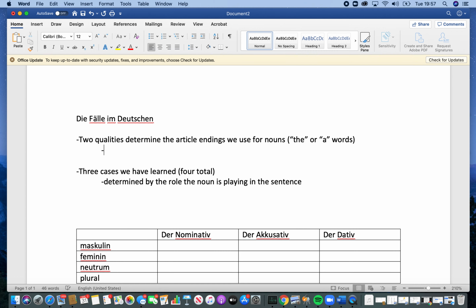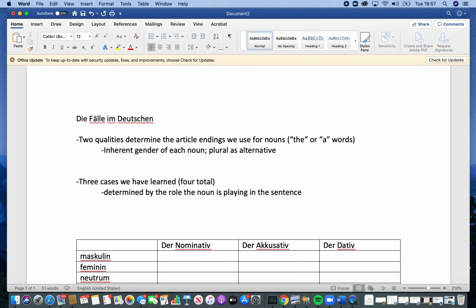So what are these two qualities then? We have the gender that is inherent to the noun. So we'll say inherent gender of each noun. Every noun in the German language has a gender. Or it could be in the plural. So we could say plural as alternative. Then the other quality is the aforementioned case. So we ask ourselves the question here, what role does this noun play in the sentence?